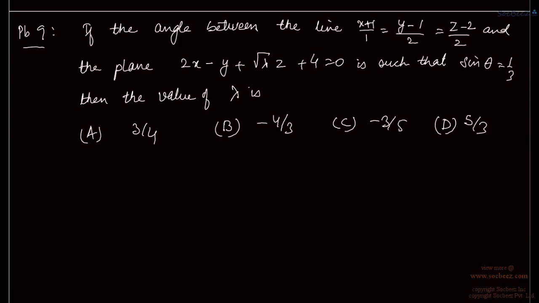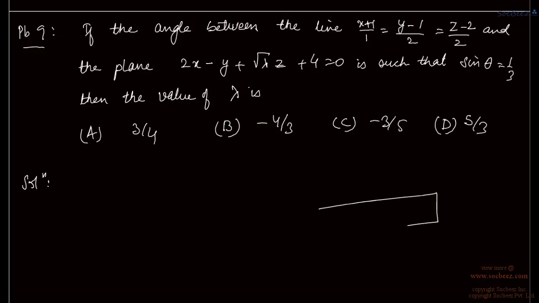Problem number 9. If the angle between the line x plus 1 upon 1 is equal to y minus 1 upon 2 is equal to z minus 2 upon 2, and the plane 2x minus y plus root under lambda z plus 4 is such that sin theta is 1 by 3, then the value of lambda is. See, angle between a line and a plane.